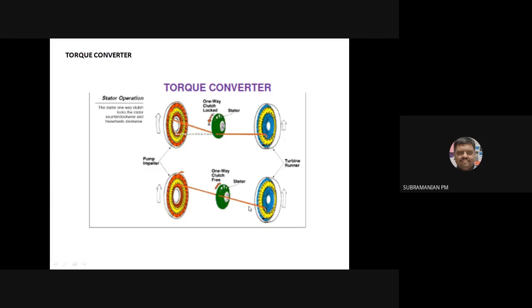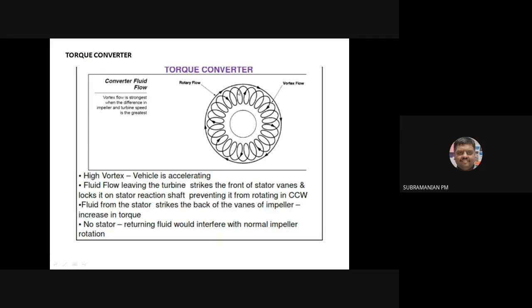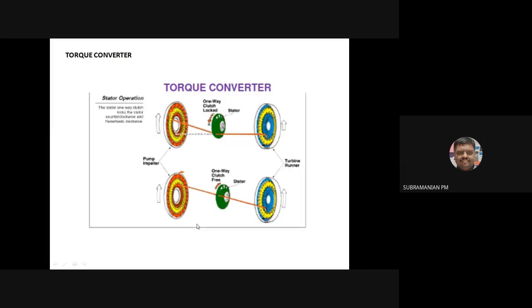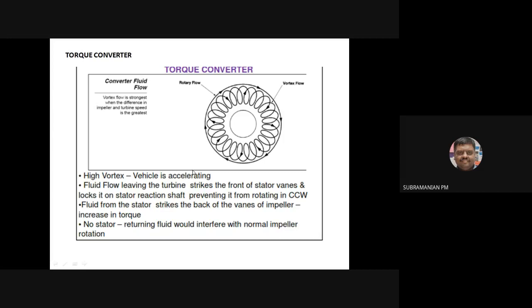So now at this point, my torque converter will be a fluid coupling. I'm not doing torque multiplication. I'm transferring the torque from turbine to impeller. Okay, so you can see the vortex. Whenever the vehicle is accelerating, high oil vortex will be there. So this sketch will explain well related to the stator, that is, when we have to fix the stator and when we have to release the stator.